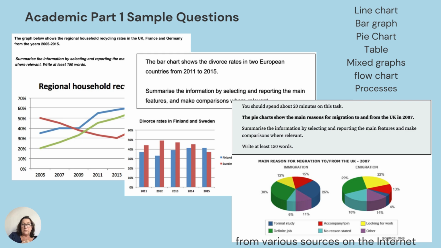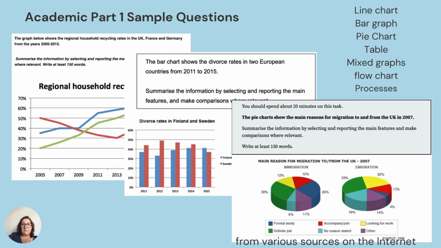So if you look at the little pie charts over here, you're told you can spend 20 minutes on the task, and the pie chart shows the main reason for migration to and from the UK in 2007. So we've already said, summarize the information by selecting and reporting the main features and make comparisons where relevant. Write at least 150 words. So you start by paraphrasing the statement, and the statement is the pie chart shows the main reason for migration to and from the UK in 2007. So you need to say that in another way.